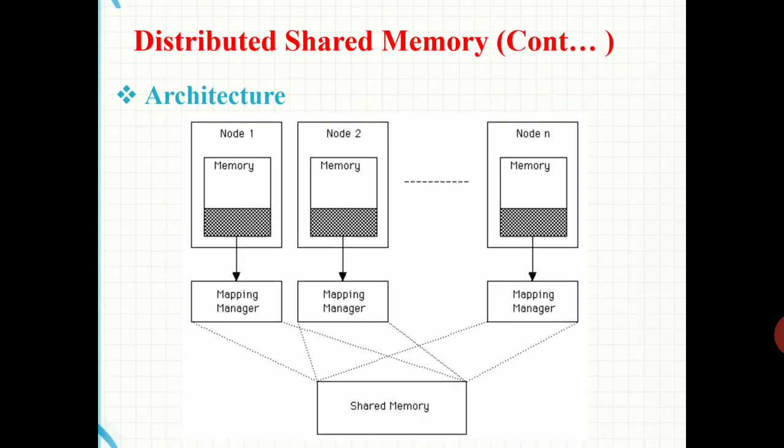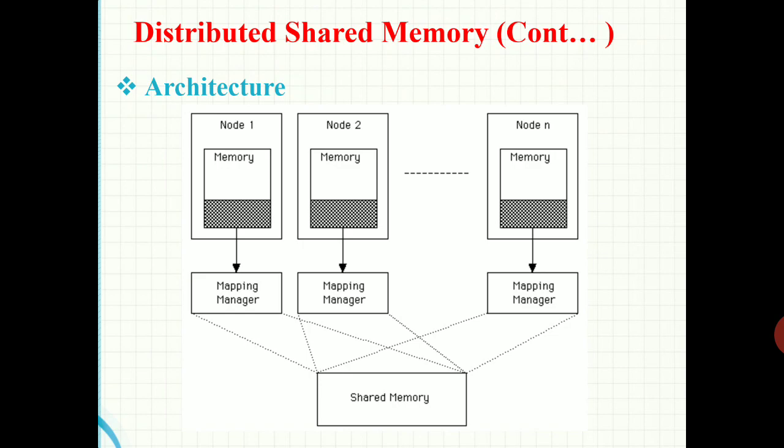Then come to the architecture. Here you can see that there are n number of nodes. Each node has its own private memory, or we can say physical memory or local memory. The memory is divided into some blocks, and that memory is used for the shared memory with the help of the mapping manager. We assume that a high-speed communication network is used for connecting the nodes. A simple message passing system allows processes on different nodes to exchange messages with each other.